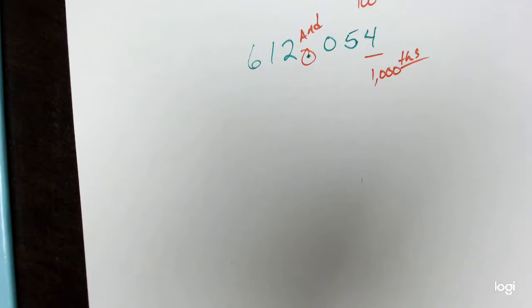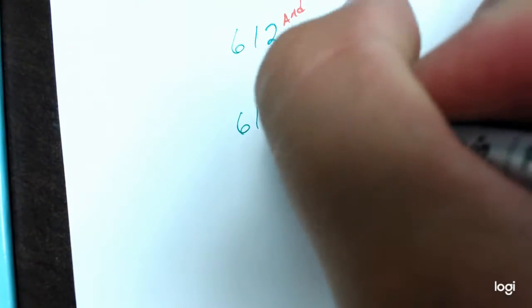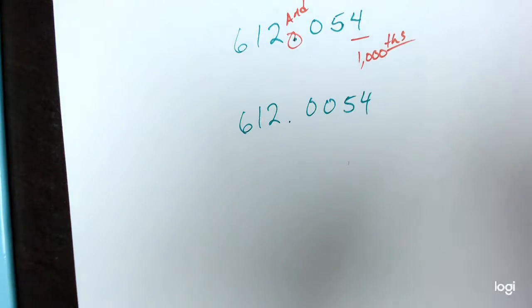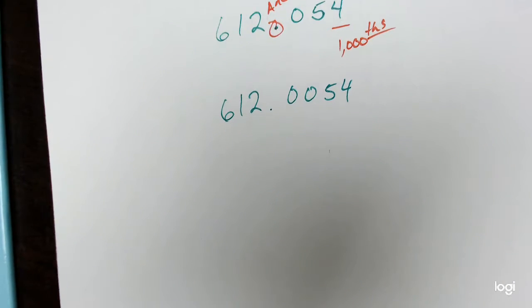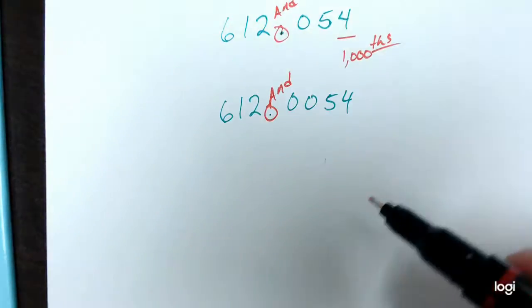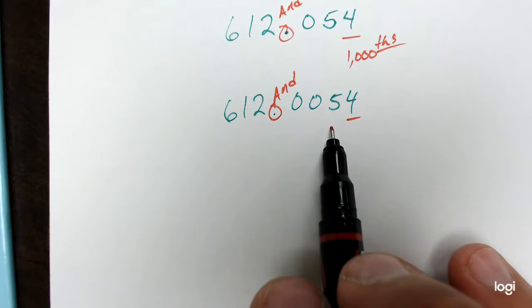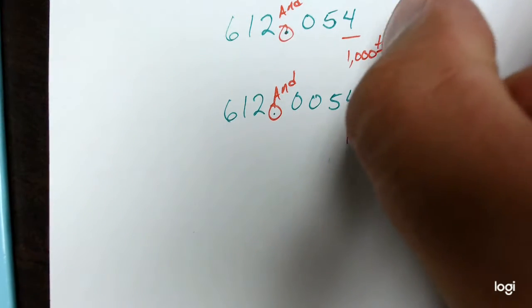Let's try it one more time. Let's add a second zero in there. Let's see how this changes. So let's say I have 612 and 0054. What's the proper way to read this? Well, the and stays the same, the 54 stays the same. What changes is I went from tenths, hundredths, thousandths to 10,000ths.